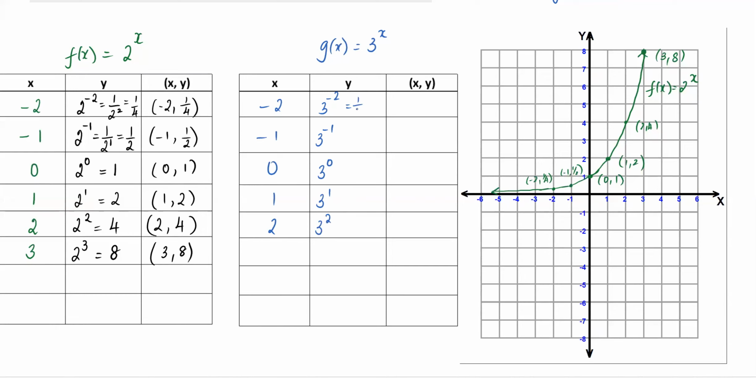Okay, flip the base, change the sign, 1 over 9. Flip the base, change the sign, 1 over 3. No change here because these are positive powers. 3 power 0 is 1, but this is positive. 3 times 3 is 9. So our coordinates are negative 2 comma 1 over 9, negative 1 comma 1 over 3, 0 comma 1, 1 comma 3, 2 comma 9. Okay.